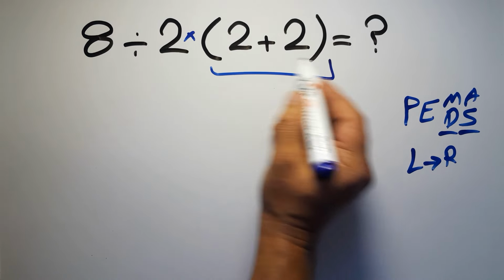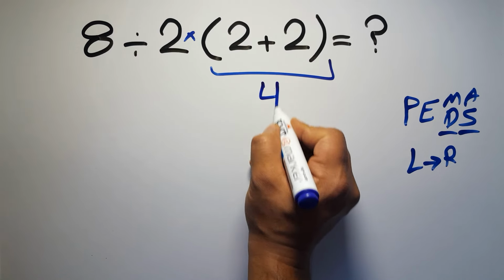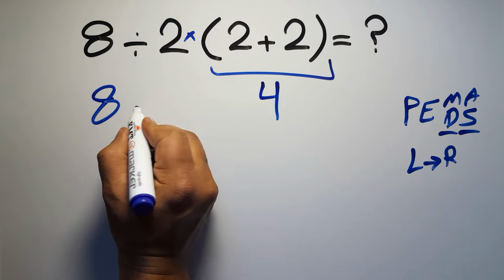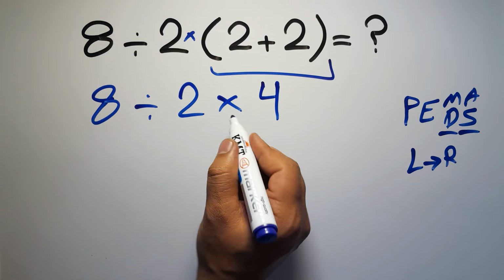So first we have to do this parenthesis. Inside this parenthesis we have 2 plus 2 which equals 4. So 8 divided by 2 then times 4. Now we have one division and one multiplication.